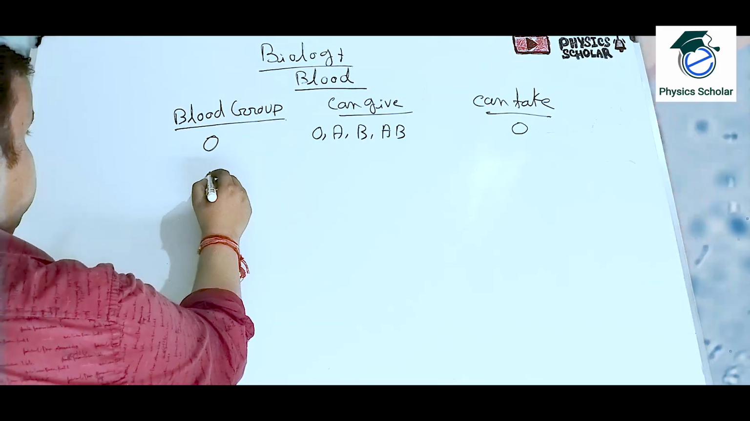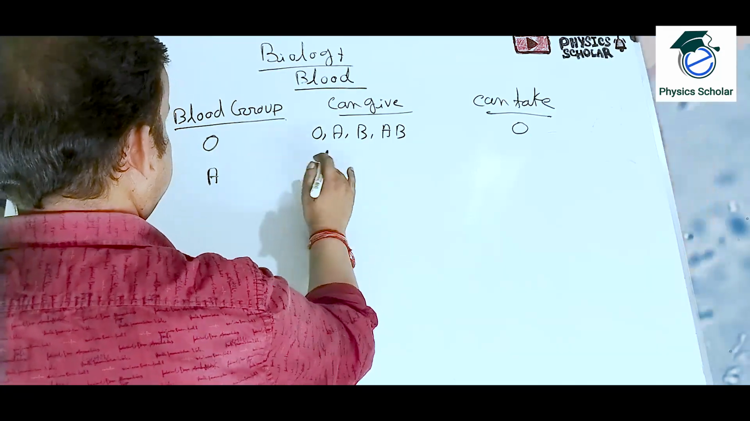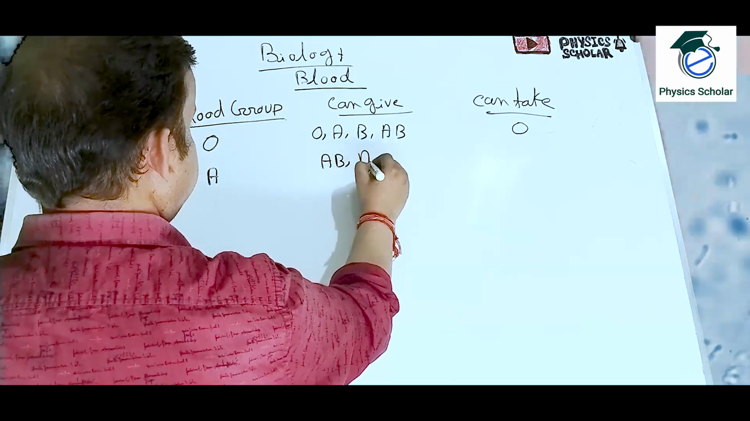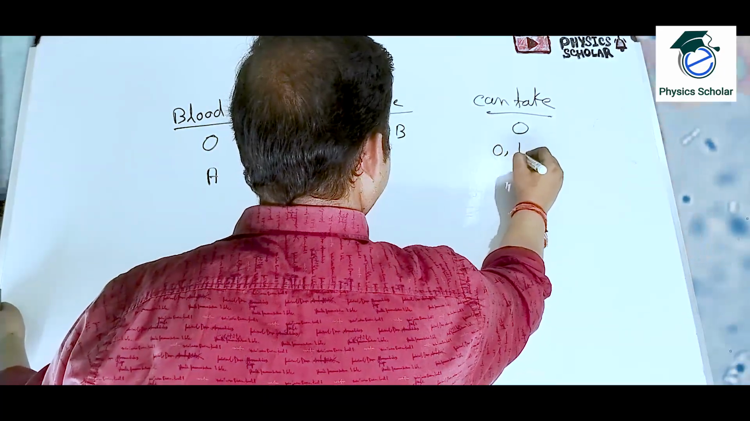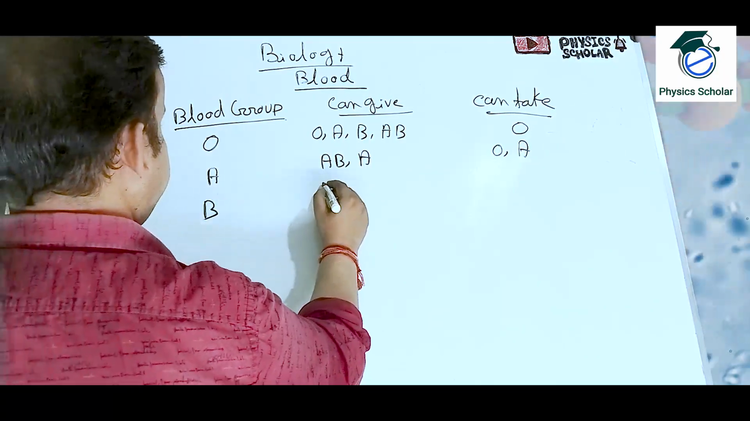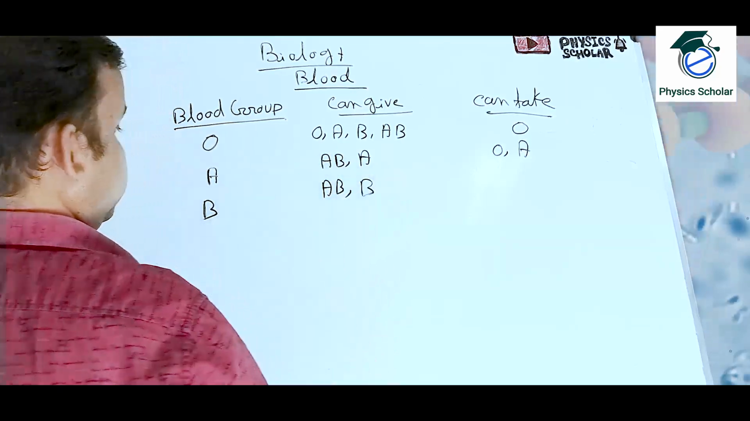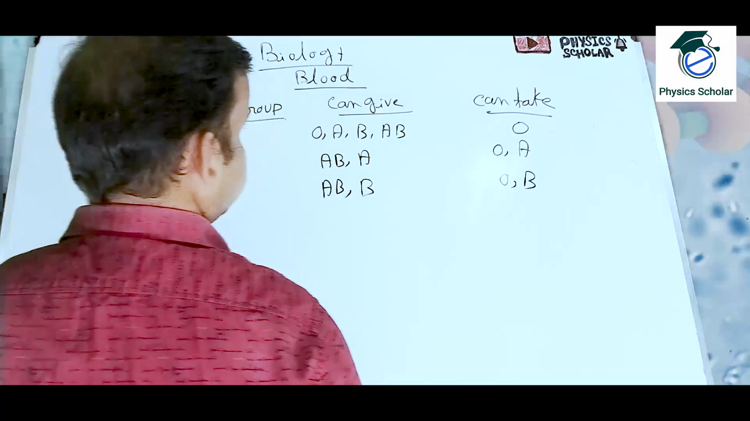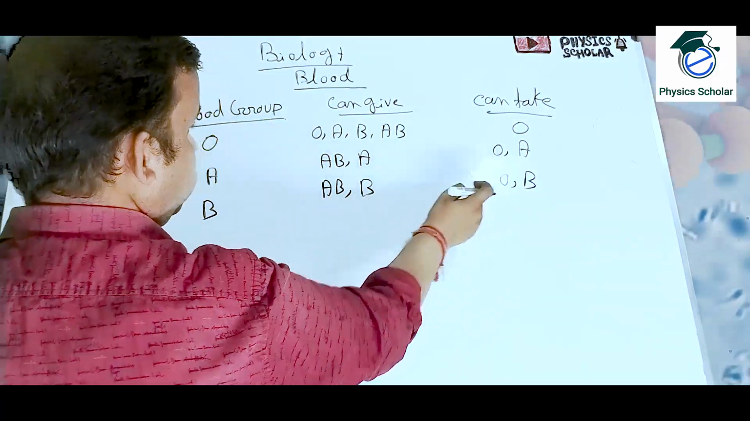Clear? Now A can give to AB and A. Clear? And can take from O and from itself. Clear? B can give to AB and B. Clear? And can take from O and B. Clear? O can give to anyone. Clear? That's why O will be common.